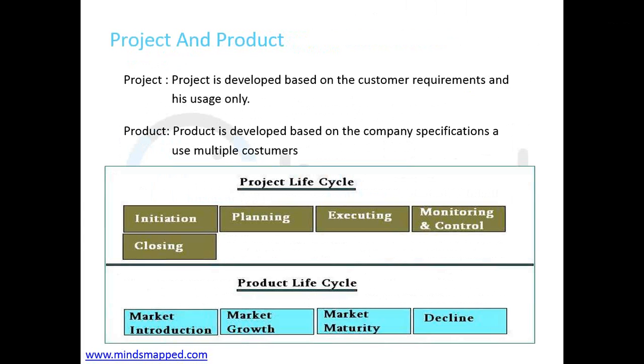So the project is completely based on the process, like planning, execution, monitoring and control, and the product is completely based on market studies, introduction to the market, what multiple customers are looking for, and how we are going to develop the product based on that. Any questions on project and product?